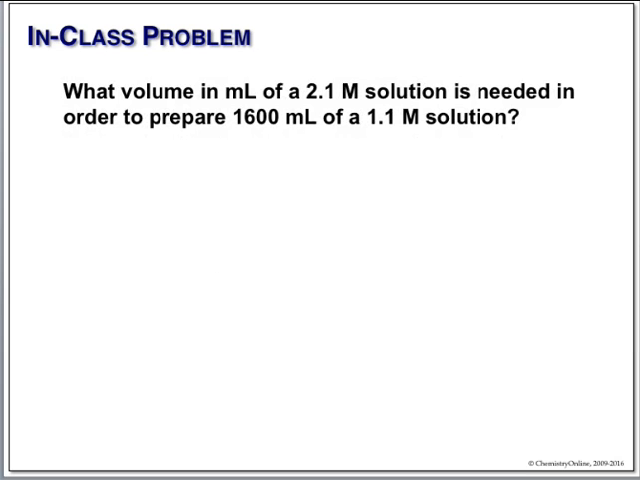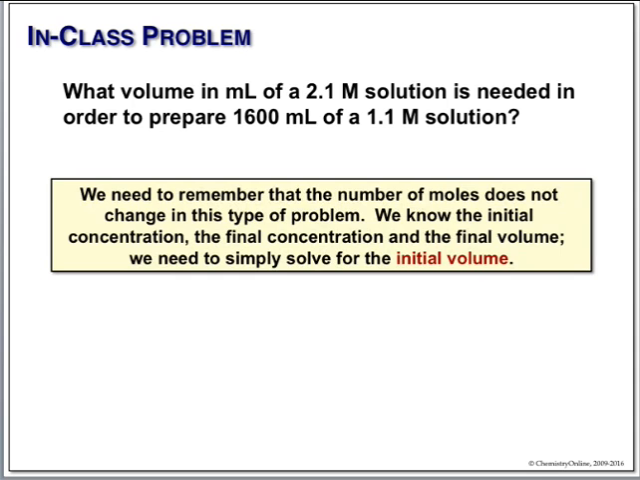What volume of a 2.1 molar solution do we need to make 1,600 mLs of a 1.1 molar solution? Well, again, we're going to solve for volume in our relationship, aren't we? We're going to simply set up C1, V1, C2, V2, and solve for the initial volume. We are given a concentration and a volume. This gives us our moles. We're missing that volume, and we have a concentration.